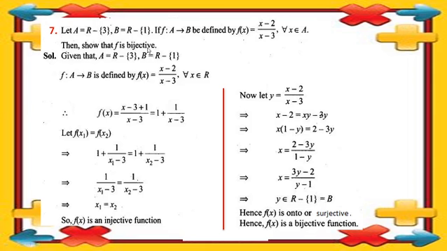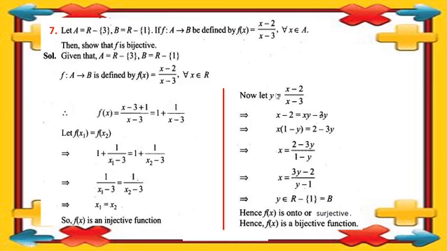Then show that f is bijective. First of all, let's take the given function, adding 1 and subtracting 1 in the numerator and then splitting it. x minus 3 upon x minus 3 will be 1 plus 1 upon x minus 3. Now for one-one, f(x1) should be equal to f(x2). So let's equate them and it gives us x1 is equal to x2. It means it is injective.